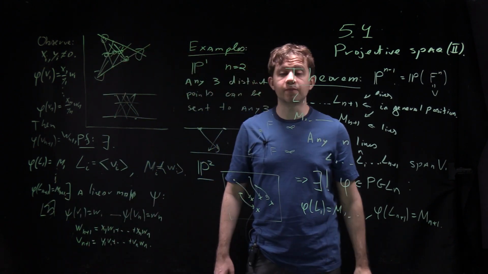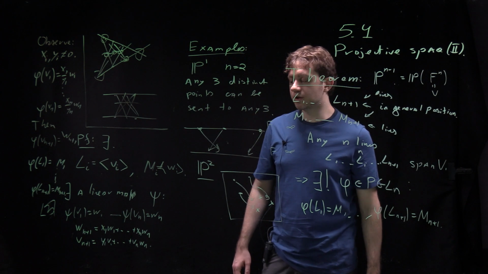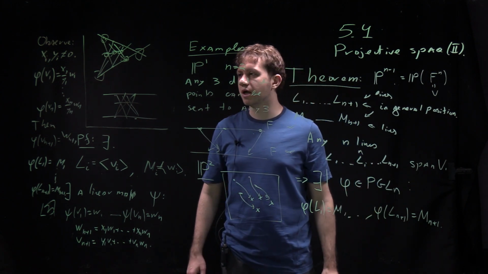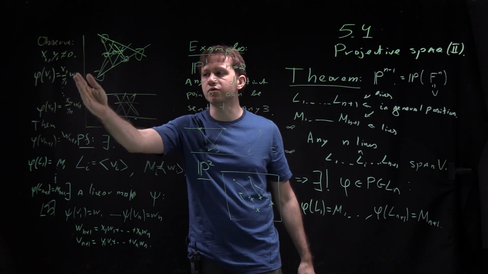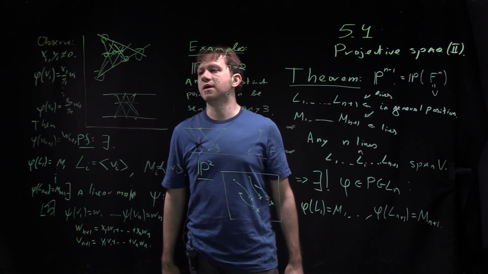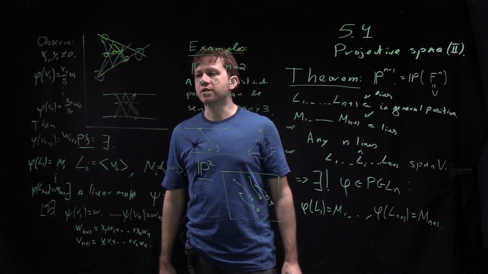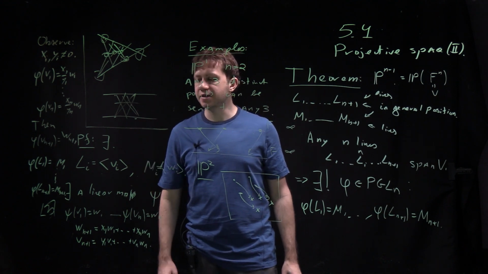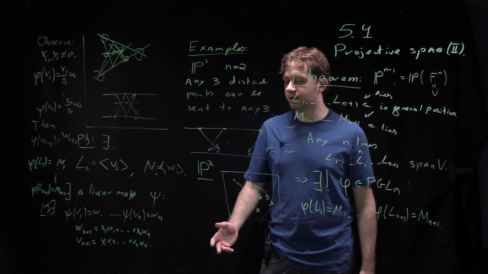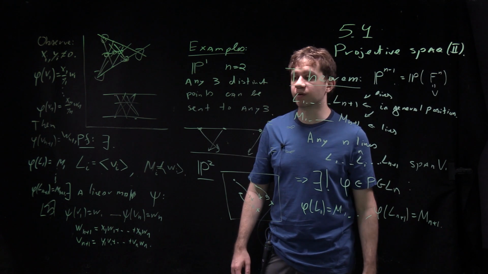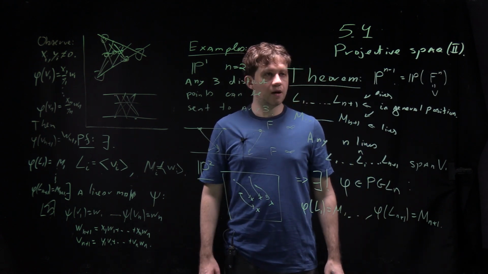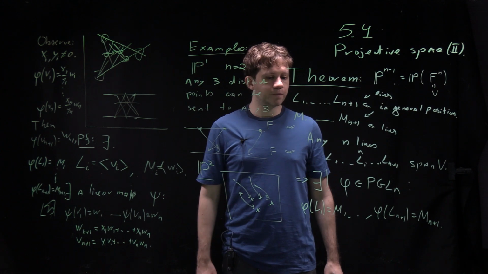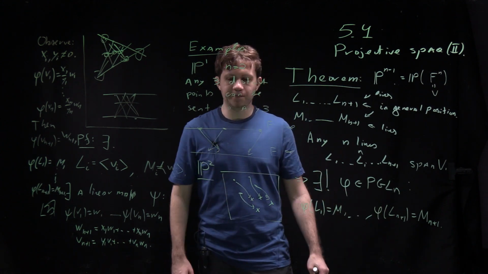And uniqueness is completely similar. For uniqueness, you just imagine there is a map which fixes all of them up to rescaling, and then using linear dependence you can prove the uniqueness part. That's very simple. Maybe it will be one of the homework problems. So let's consider this theorem proven.